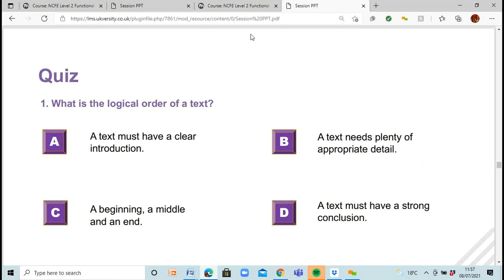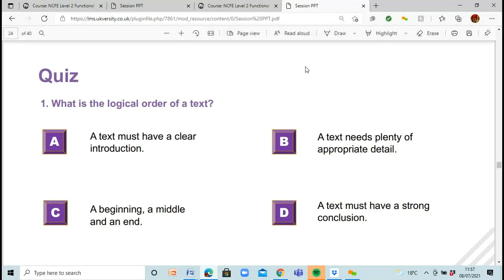So can you all hear me still? Yes. Guessing we have a bit of an audio issue on here.